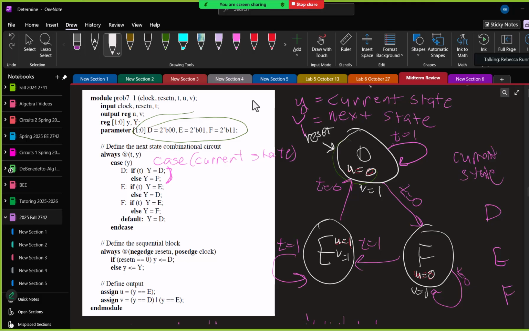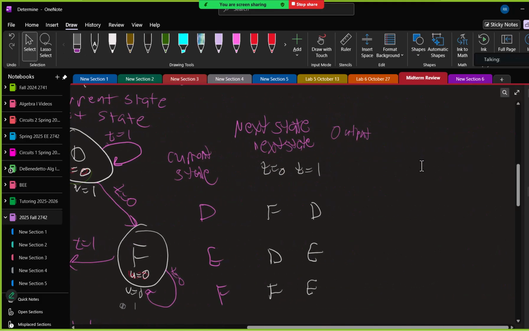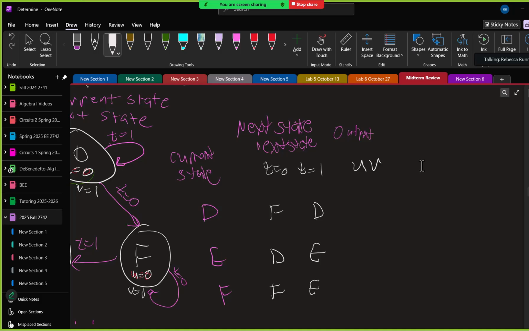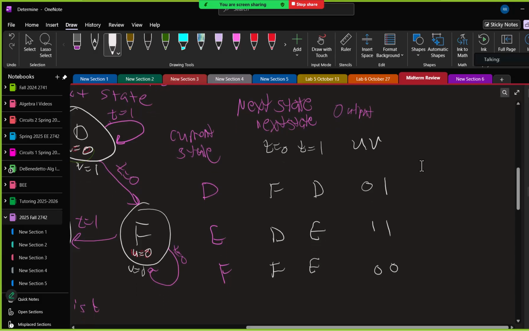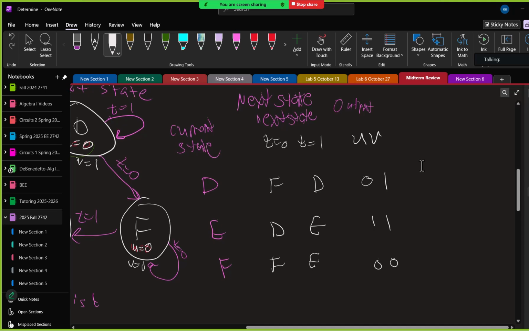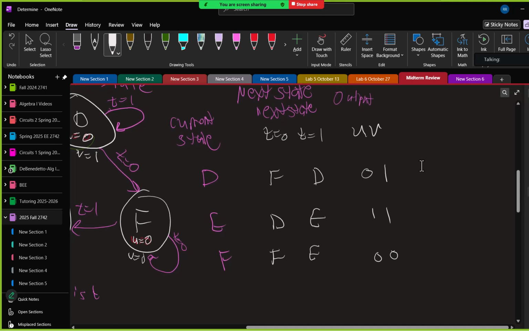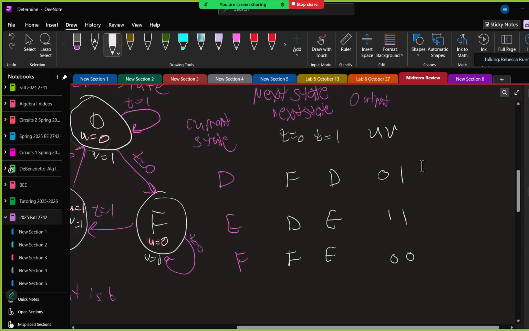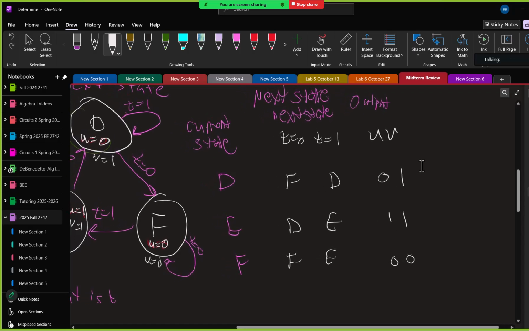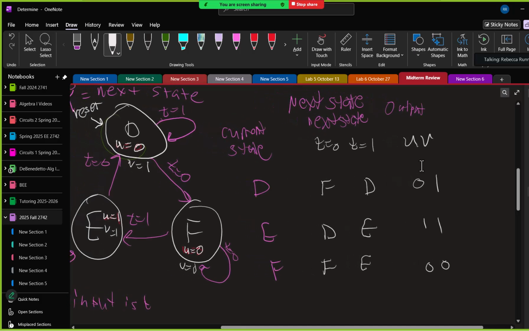So now our output is uv, and it is 0, 1, 1, 1, and 0, 0. Then I said I was going to change this to a state assigned table, but I changed my mind. We might do that on another one.